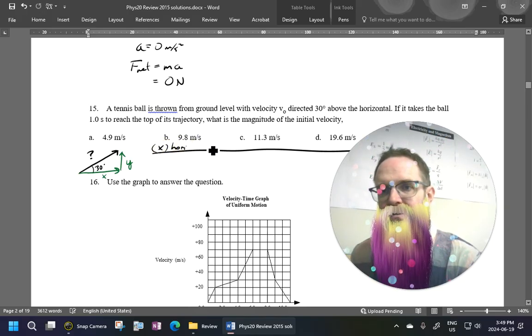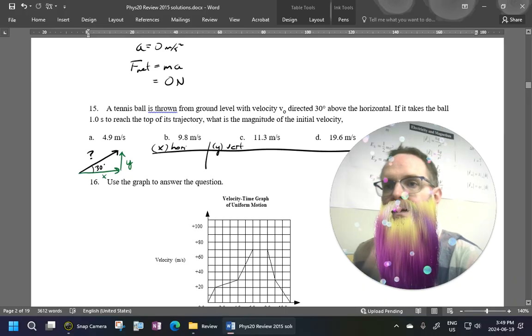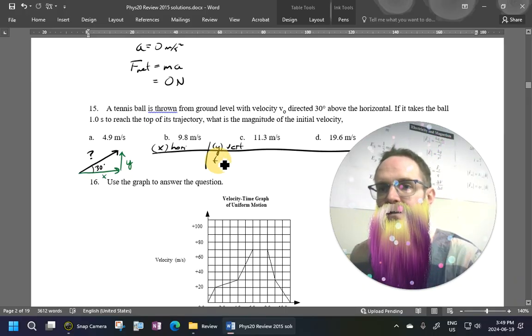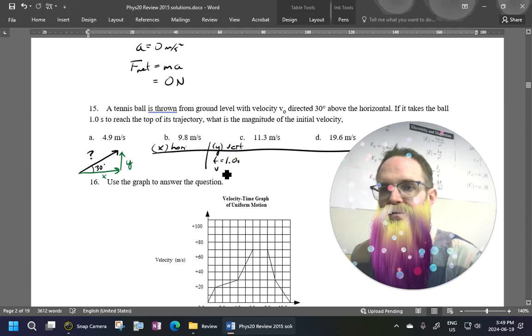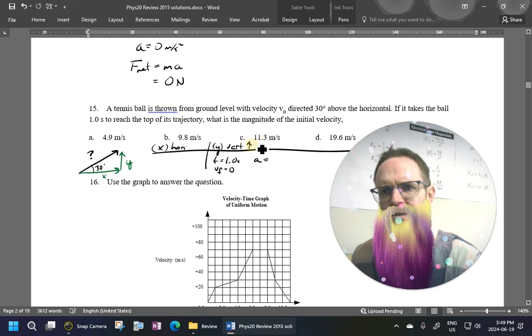That's my horizontal side. And then we have the vertical side, which is I think where most of the information is going to be. So it says here that the ball takes a certain amount of time to get to its max height. Okay, so max height was 1 second. Okay, that means its final velocity is 0, because the max height was 0. Our acceleration, which is down, let's say up is positive here. So down is negative 9.81 meters per second squared.